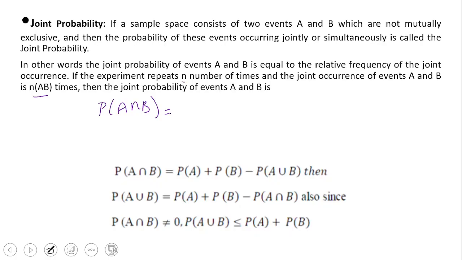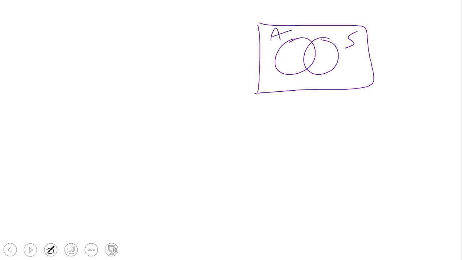If you see in the sets, we are having this sample space, and we are saying that we are having two events A and B which are not mutually exclusive. That's why we are writing some common part between A and B. This is called A intersection B. A intersection B means the place where both A and B events occur.